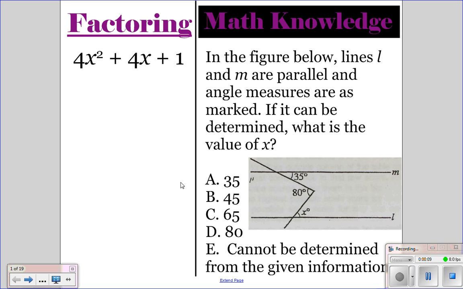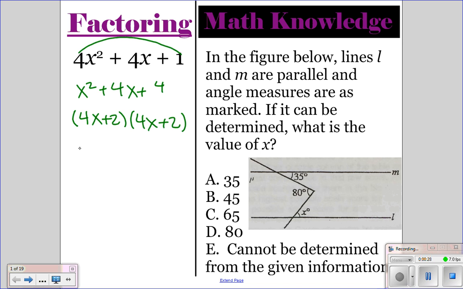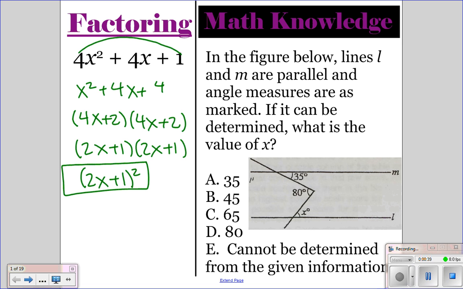So for this factoring, you're going to start off by taking this 4 and multiplying it by the 1 and removing it, and you'll have x squared plus 4x plus 4. And then you're going to factor it, and when you factor, you've got to replace the 4. And so you're going to have 4x plus 2 times 4x plus 2. Both of those will reduce to 2x plus 1 times 2x plus 1, which can be written as 2x plus 1 squared. So that would be your answer for the factoring.